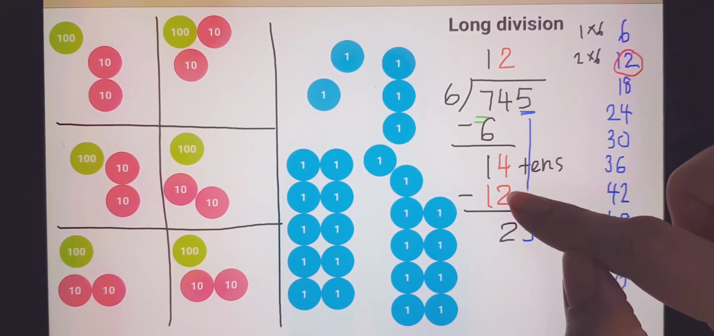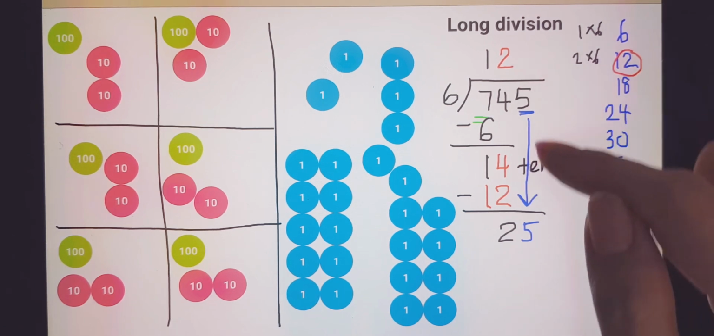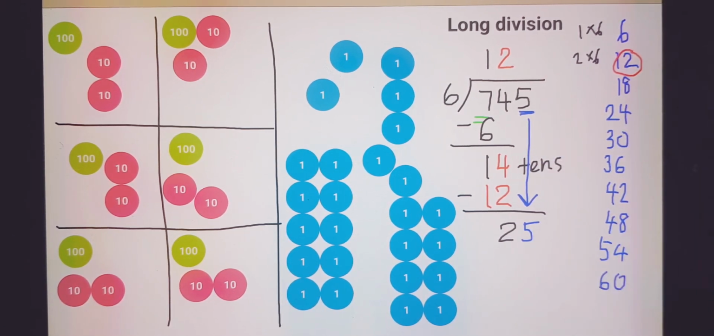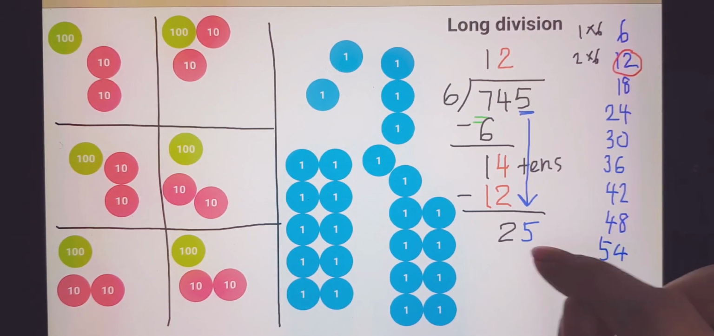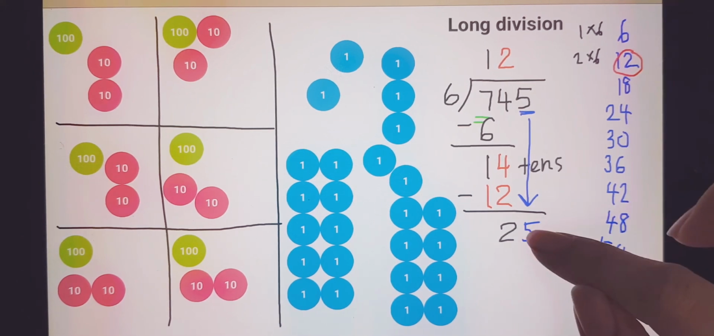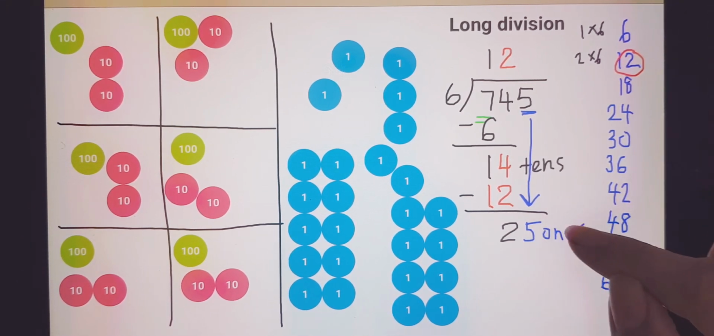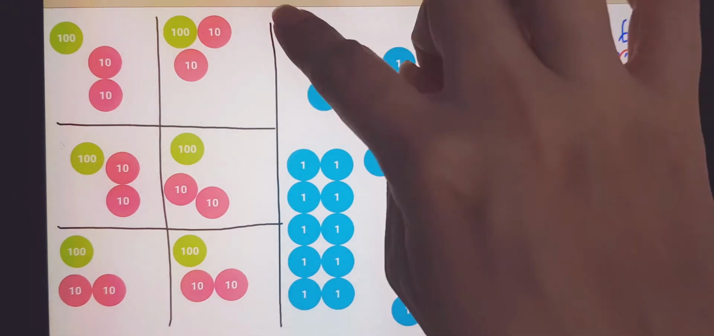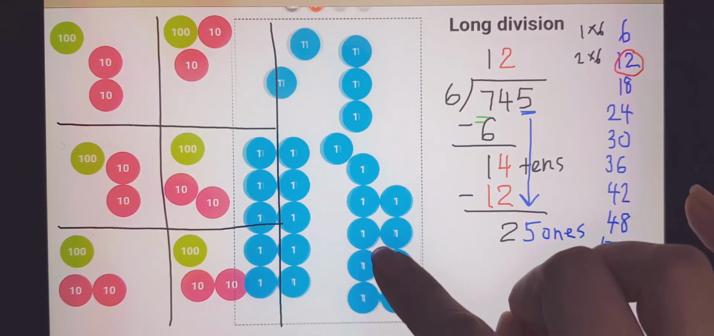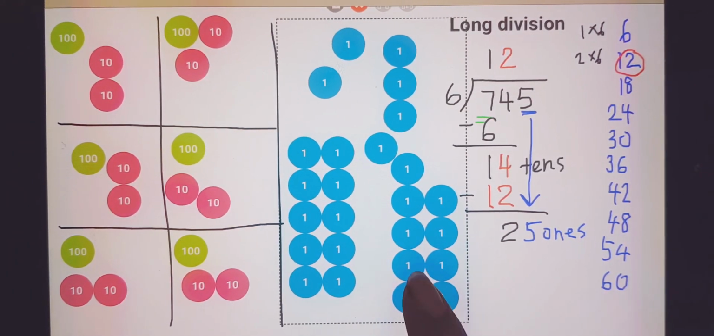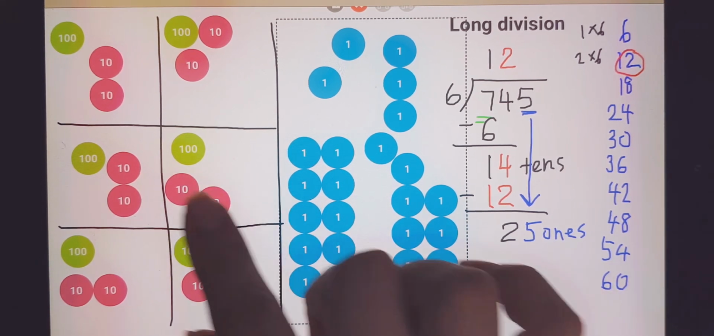Now, some of you think of it as bringing down. Yes, we are bringing it down, but the actual concept is that we are regrouping and adding it to the ones that we regroup. So this is 25 ones. All these ones here, there are 25 pieces. Now let me split or divide this into the 6 groups.